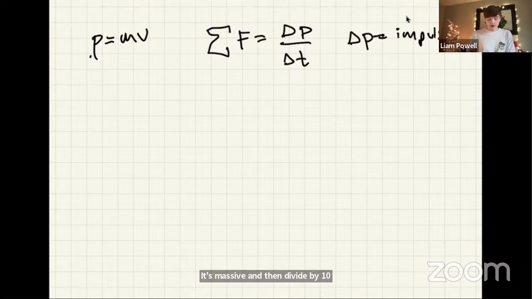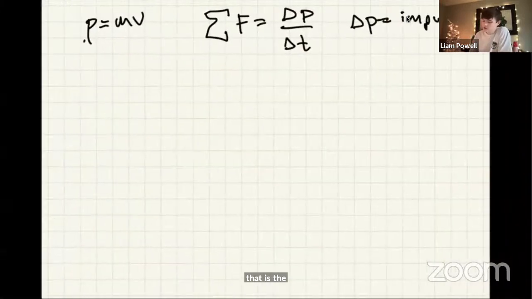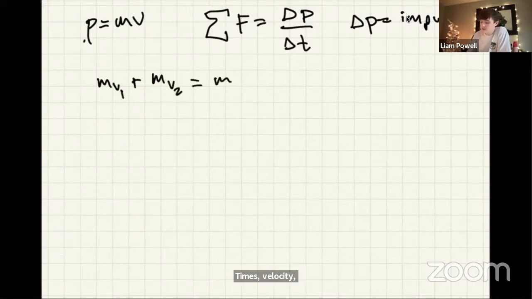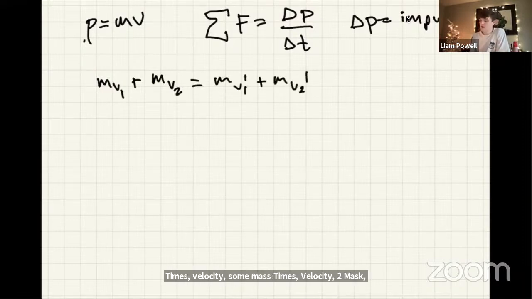And then we have the conservation of momentum. Momentum is always conserved in collisions. While some of it can be lost and translated into heat or other things like that, it still stays the same because the heat is still energy. So the momentum before is equal to the momentum after: mass 1 times velocity 1 plus mass 2 times velocity 2 equals mass 1 times velocity 1 prime plus mass 2 times velocity 2 prime, where the prime signals after.